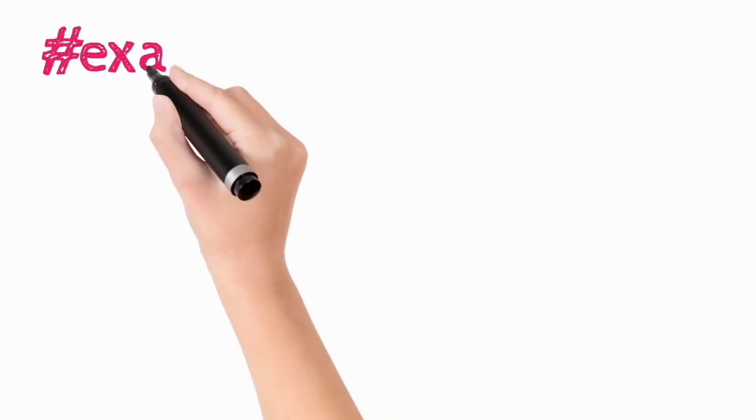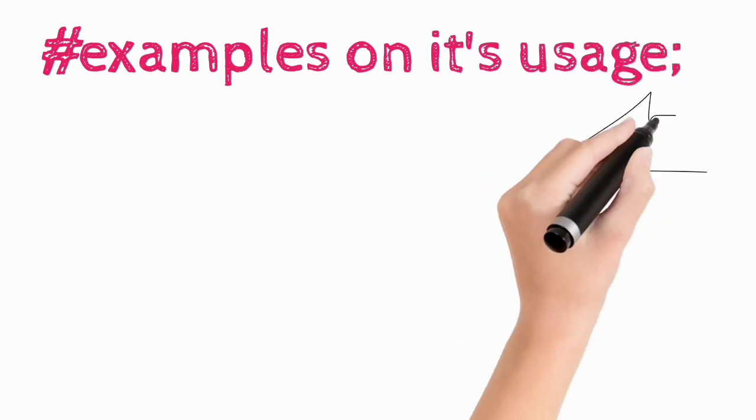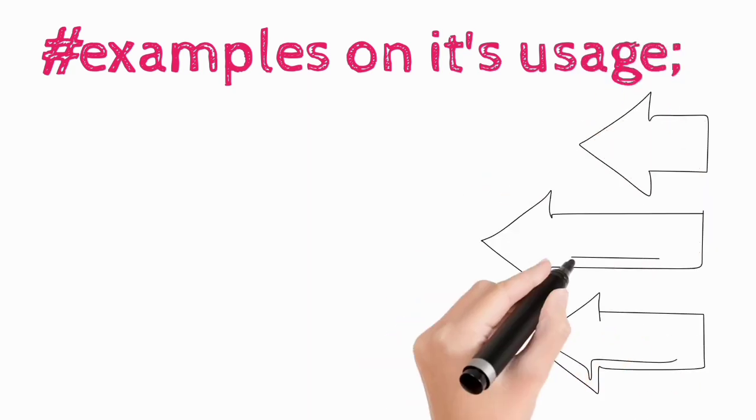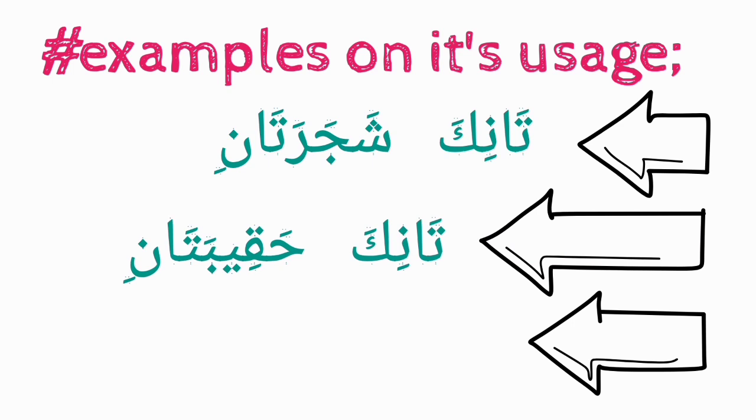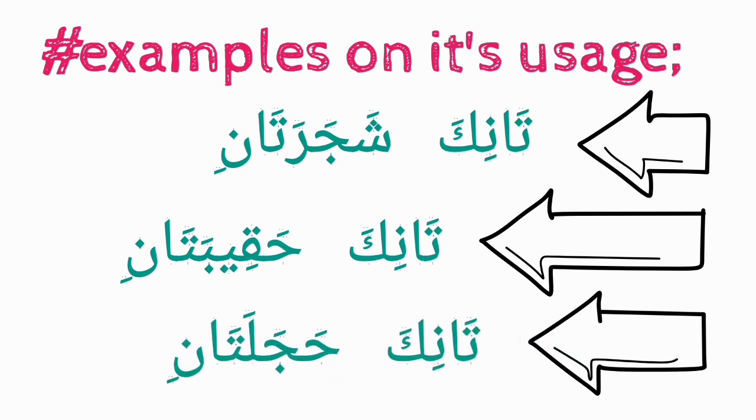So examples on how you can make use of this tanika. We have tanika shajaratan, those are two trees. We also have tanika hakibatan, those are two bags. And we have tanika hajalatan, those are two wheels.